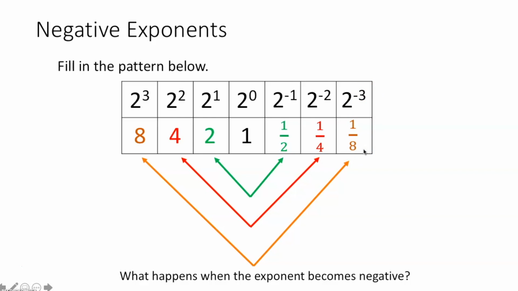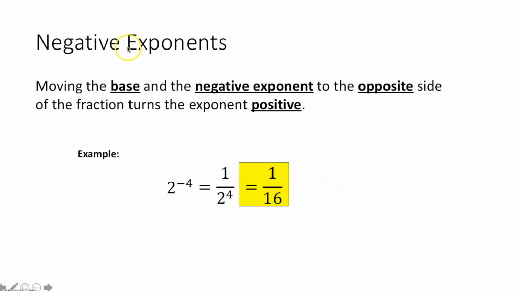So we see that negative exponents actually require you to flip that fraction, or take whatever your base is and move it to the opposite side of the fraction bar. So yeah, negative exponents require you to move the base and the negative exponent to the opposite side of the fraction, and that will turn your exponent positive.